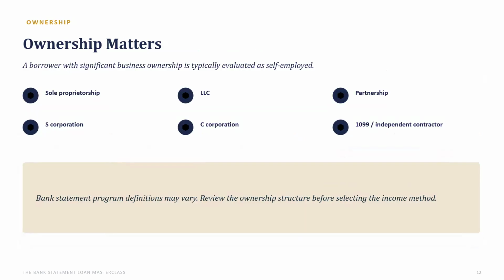Ownership matters. A borrower with significant business ownership is evaluated as self-employed. So: proprietor, LLC, partnership, S Corp, C Corp, independent contractor. Bank statement program definitions vary. Review the ownership structure before selecting the income method.